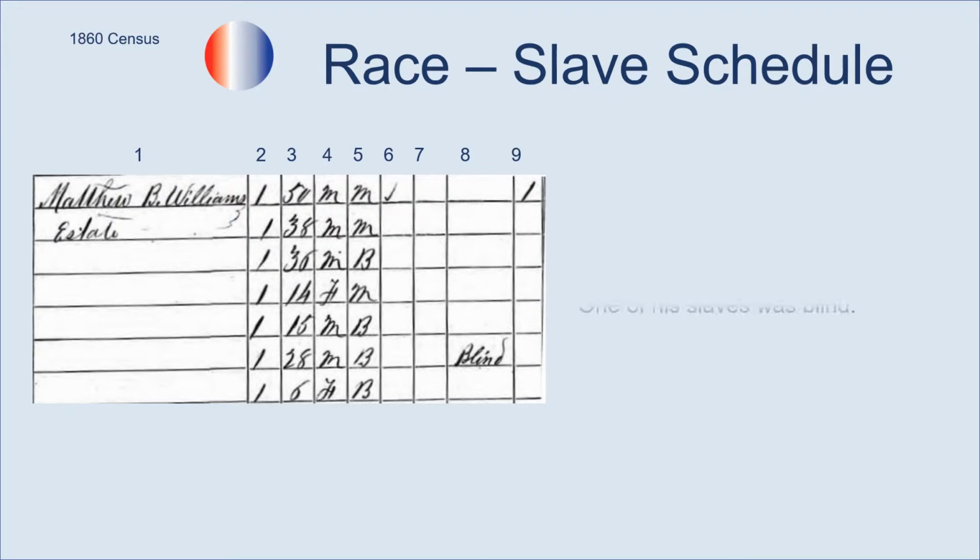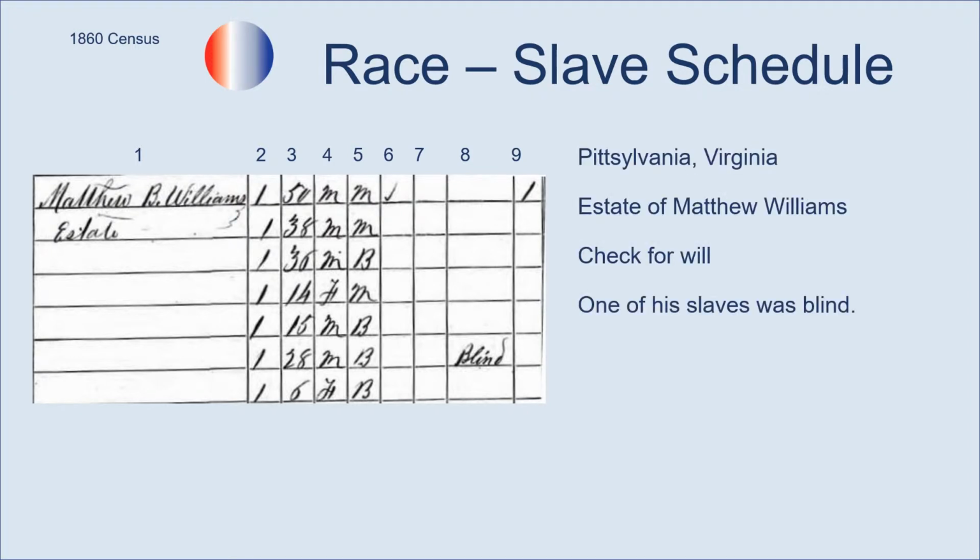Race, slave schedule. This is from the same page as the previous slave schedule from Pennsylvania, Virginia. This states that this is the estate of Matthew Williams. This means Matthew had passed away, and since he owned slaves, he also owned land. There should be a will that would have been probated. These wills often gave the names of the slaves. One of his slaves was blind.